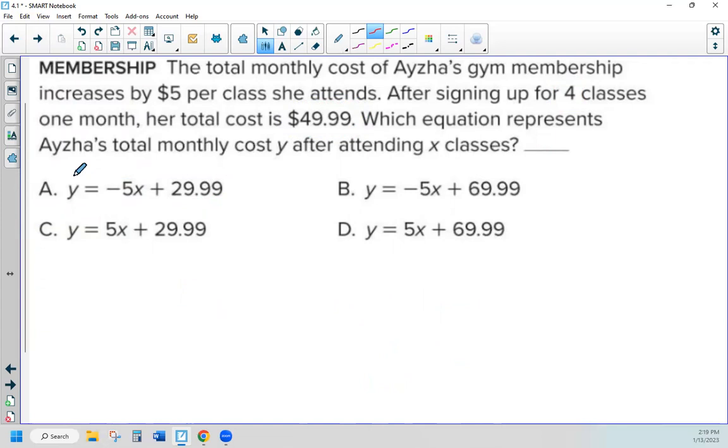Now, what is another way that we can attack this? What is another way that we can go about this? Think about it for a second. We can go about it pretty much like what we did before, where we can think of 4 and $49.99 as our inputs and outputs already.